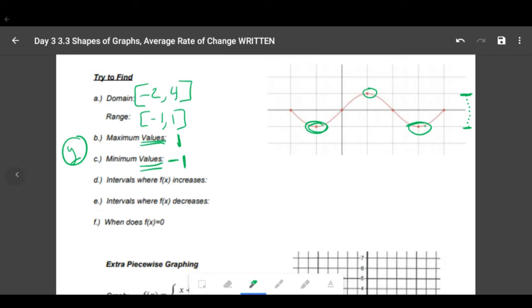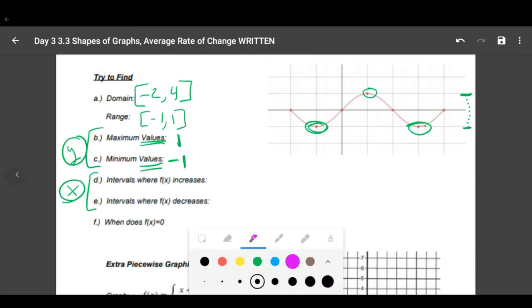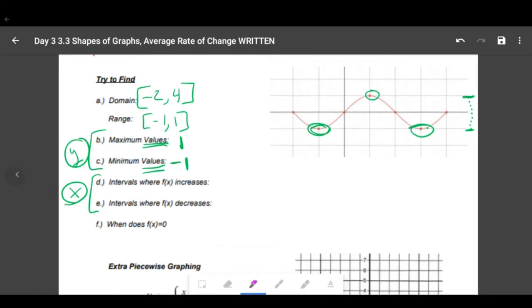All right, the intervals where f of x increases. Now, these two we're talking about the x's. So these two use the y, these two use the x. If I want to look where f of x increases, actually, let's use a different color here so we see it a little better. If I go here, I see it's going down, down, down. Well, this is where it hits the minimum, and then it starts to go back up, right?